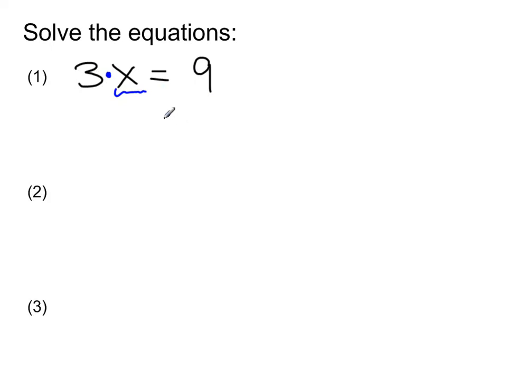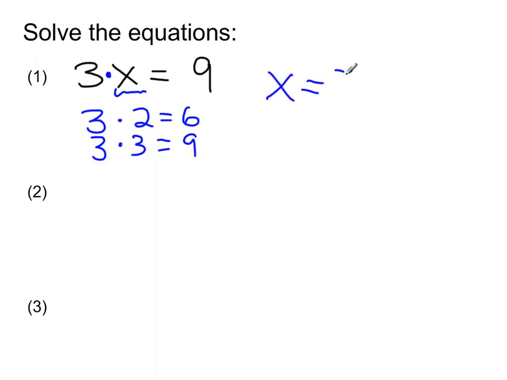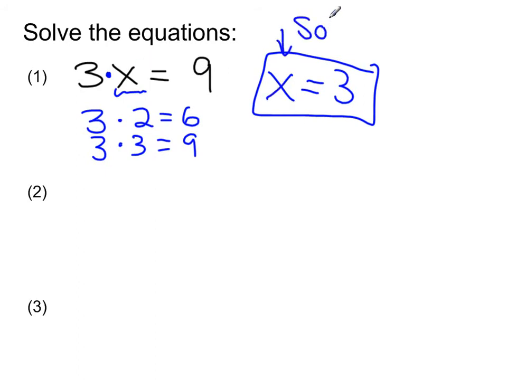Well, because I know my multiplication tables well, I can guess. 3 times 2 is 6. Okay, that's not 9. That's not going to work. 3 times 3 is, hey, look at that, 9. So x must equal 3, because 3 times 3 is 9. You do have to write x equals. That is telling me you solved. X equals 3 is what we call a solution.